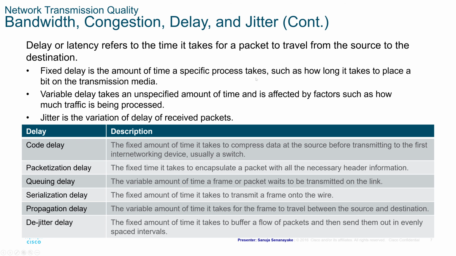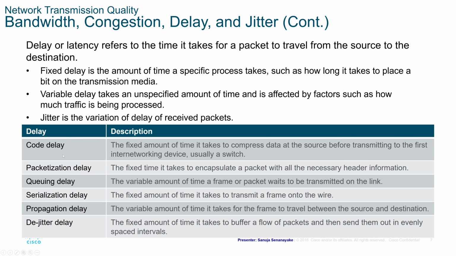So the fixed delay is the amount of time a specific process takes. And the variable delay, just like it says, variable, is an unspecified amount of time that might be taken due to different factors of how the traffic is being processed. And jitter is a variation of delay of received packets. So here is a table explaining certain types of delays and the descriptions associated with them. You should know each one of these and how they differ from each other, and you should be able to explain this during an exam.